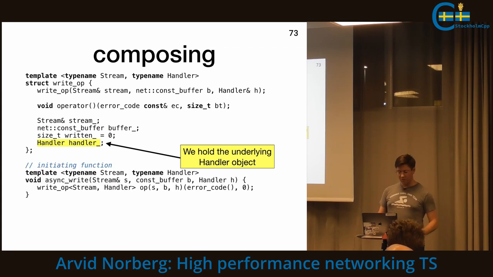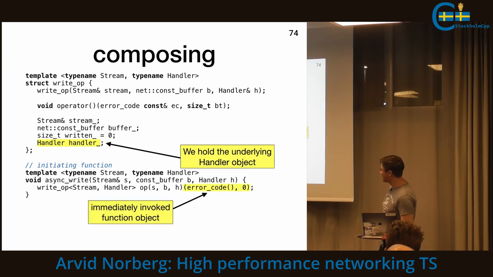And then we need what's called the initiating function, the function that kicks off this asynchronous operation. This is what users would see and use: async write, the stream, the const buffer, and the handler. And this is a little bit mind-bending. See what I'm doing here? I'm constructing a write op with the correct template parameters. I pass in the stream, the buffer, and the handler. And then I immediately invoke this function object where it's constructed on the stack. So I pass in no error and 0 bytes written. Basically, that's what I'm saying here. So let's look at what our call operator is doing here. There's a constructor and there's a call operator that I didn't actually put any function bodies in for. So let's look at the call operator.